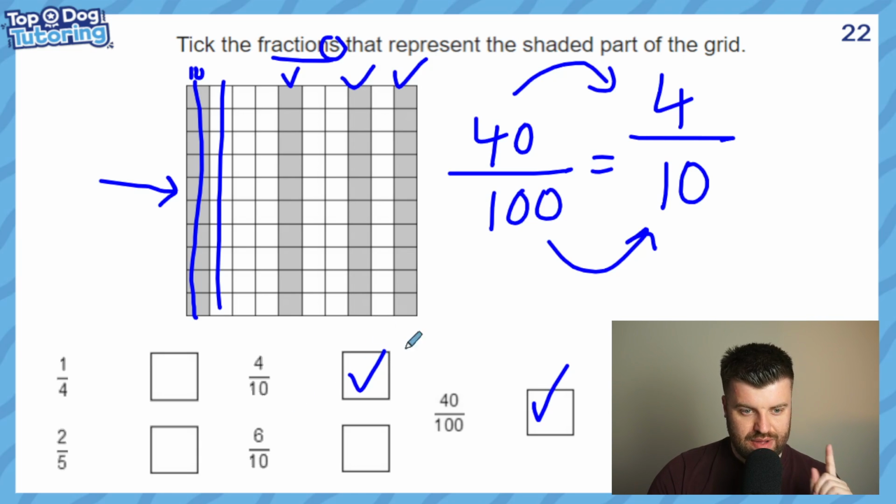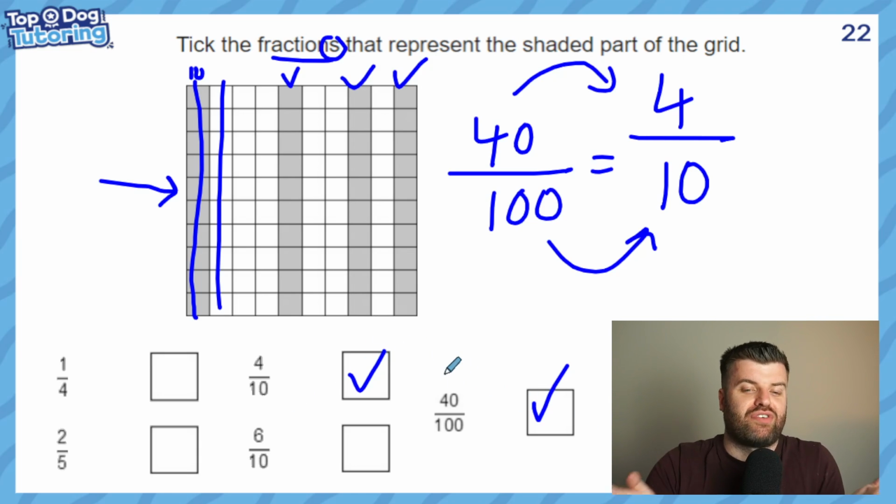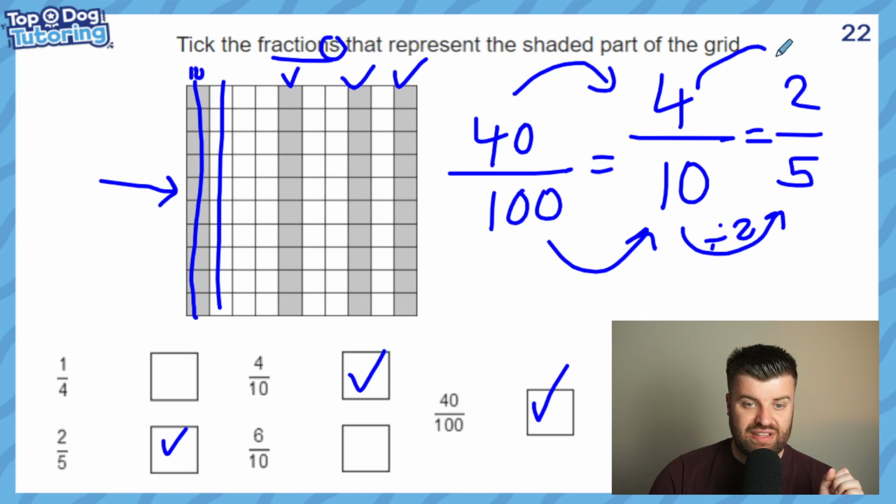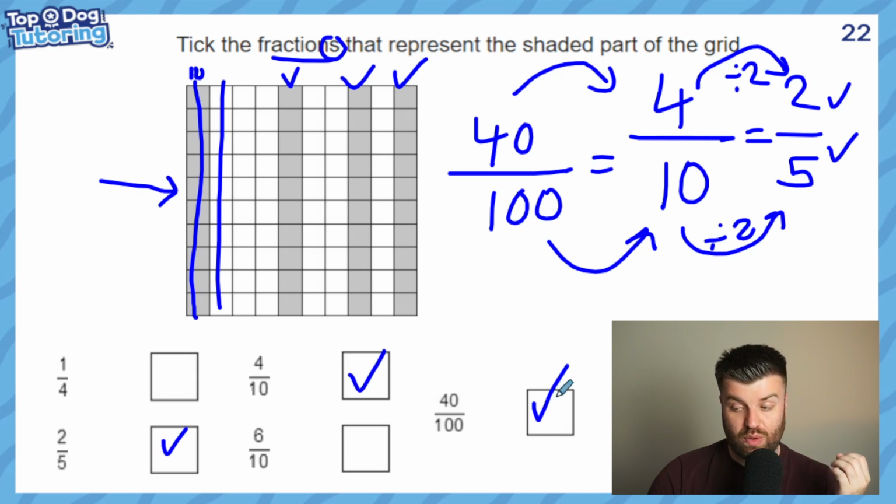But here is where most children will stop and go, okay, look, I've got it. It says fractions, more than 1, done. No. 2/5 is also an answer. And this is where we really do need to have a solid understanding of what makes fractions equivalent. 10 to 5 is dividing by 2. So if we do the same to the top, 4 divided by 2, I also get 2. Therefore, this is equivalent. Therefore, we must tick that box as well.